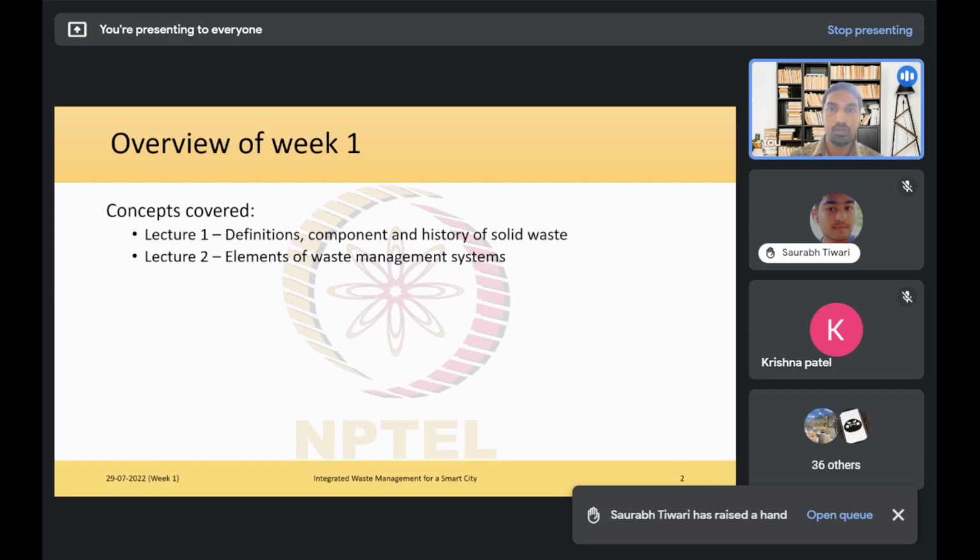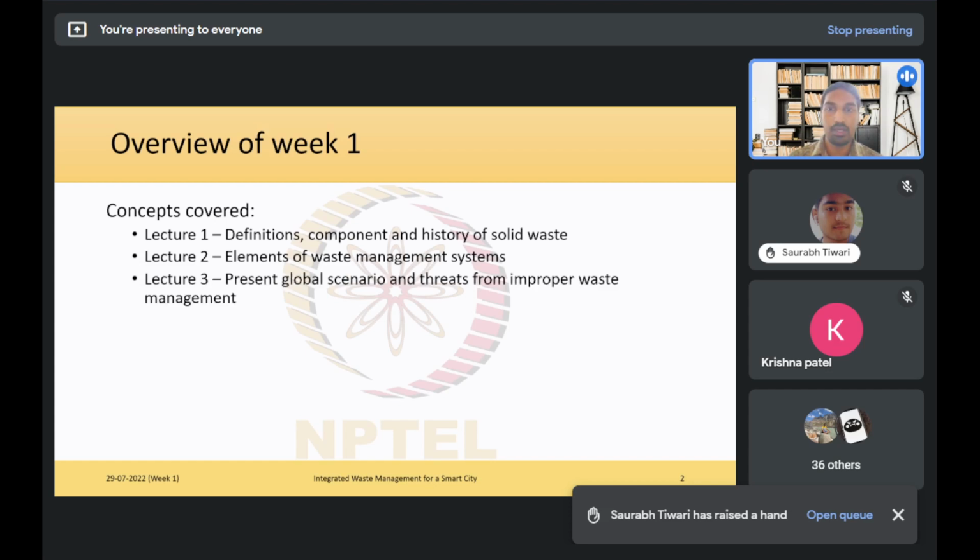In lecture two, we looked at what are the different elements that are present in a waste management system, right from the generation of waste up until its disposal. There are multiple elements of it, which was covered in lecture two.